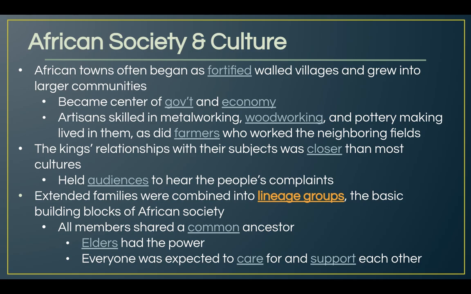So extended families were combined into what are called lineage groups. So lineage groups are the basic building blocks of African society, and it's basically where all the members share a common ancestor. Okay, so for example, my grandpa would be a common ancestor I have with my dad and his brother and his sister, and then all my cousins, my brothers. Okay, so that would be our lineage group, is that we all share a common ancestor, and that would be our grandfather.